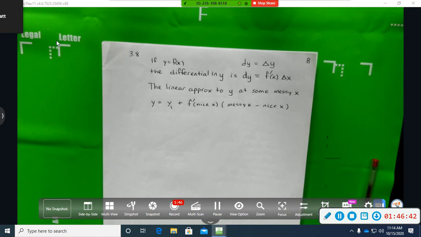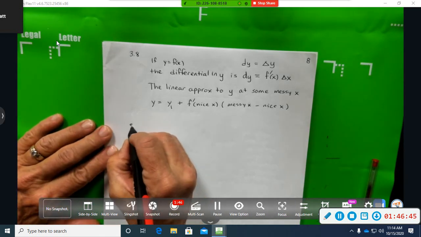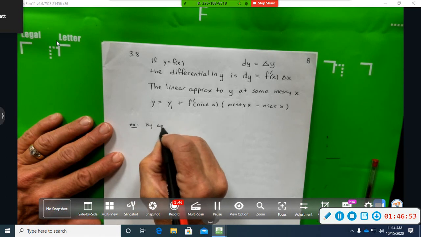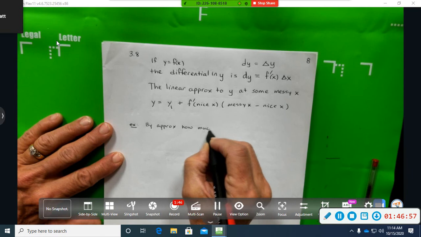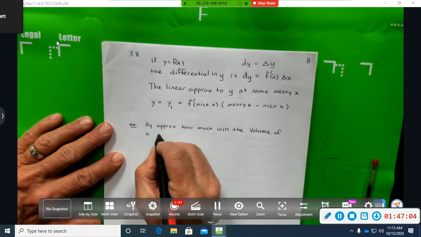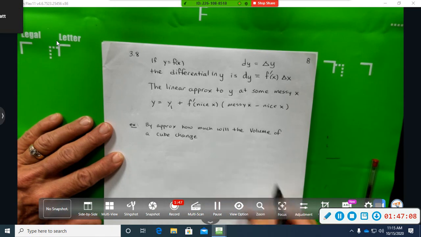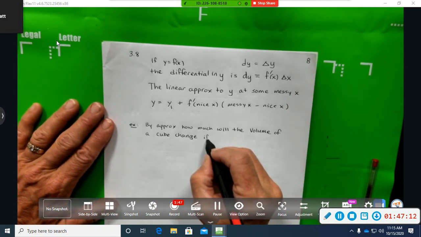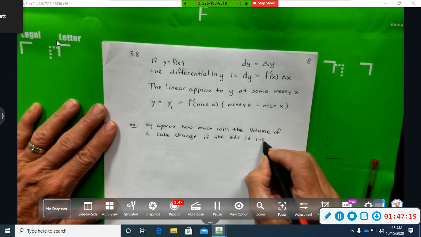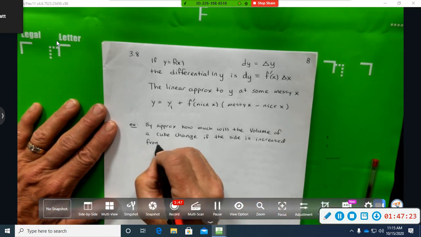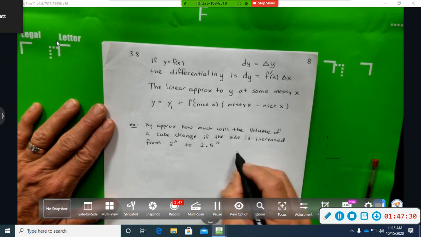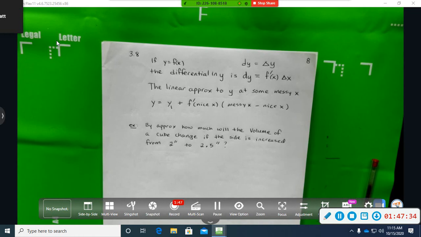So things that we did like this were: by approximately how much will the volume of a cube change if the side is increased from 2 inches to 2.5 inches. Probably too easy of a problem.